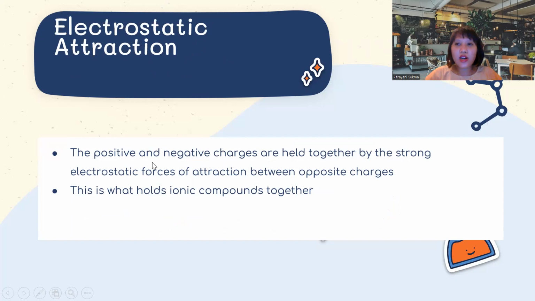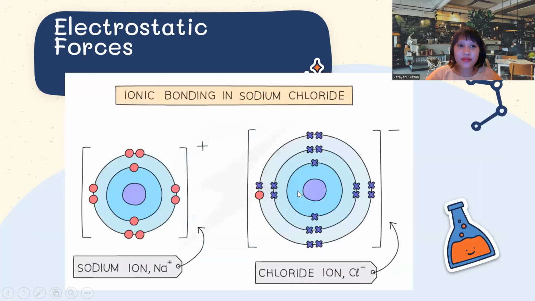Because they have gained or lost electrons, they now have a positive or negative charge, and the positive and negative charges are held together by the strong electrostatic forces of attraction between opposite charges. This is what holds ionic compounds together. So this is the ionic bonding in sodium chloride.